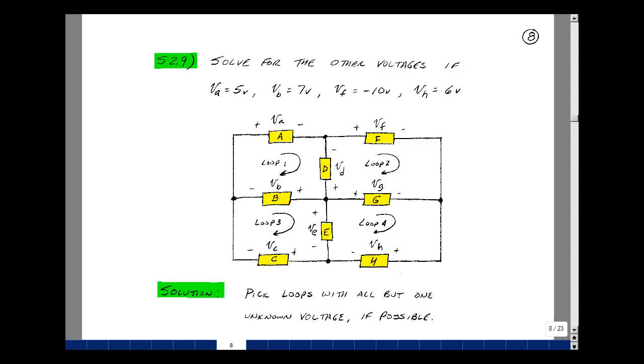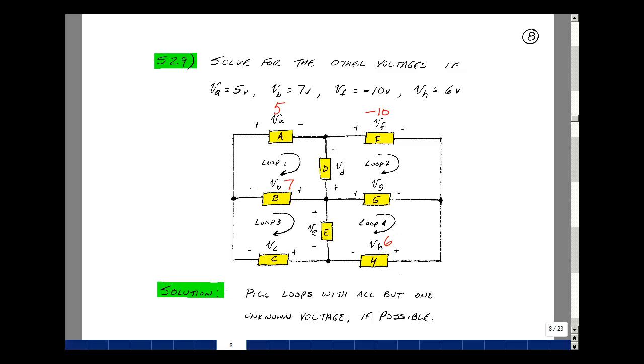Okay, let's write down the values that we have here. So I've got 5 volts for V sub A, 7 volts for V sub B, minus 10 for V sub F, and 6 volts for V sub H. Now, if I can pick a loop where I know all but one voltage, then I could use Kirchhoff's voltage law to solve for that unknown.